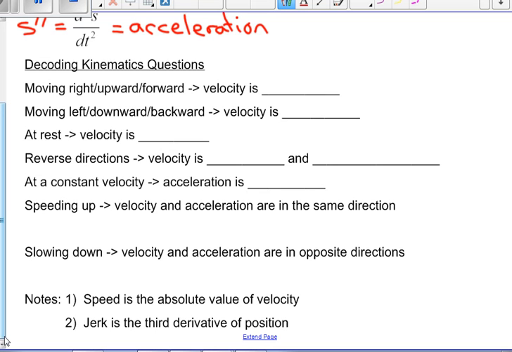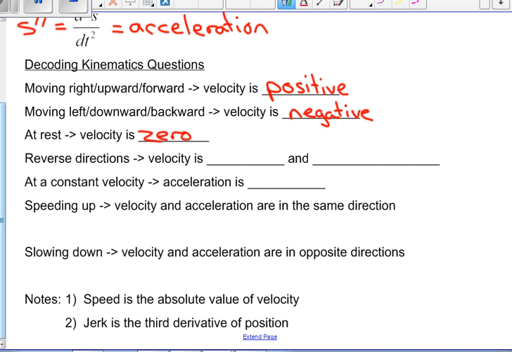We're only going to be talking about questions that are in one dimension, so they could be either right or left, or upward, downward, or forward, backward. If you have motion to the right, or upward, or forward, typically that's going to mean velocity is positive. Okay? We're moving to the right, or moving up. If we're moving downward, or left, or backward, velocity is negative. If you're at rest, so you're probably watching this video sitting down, your velocity is 0.